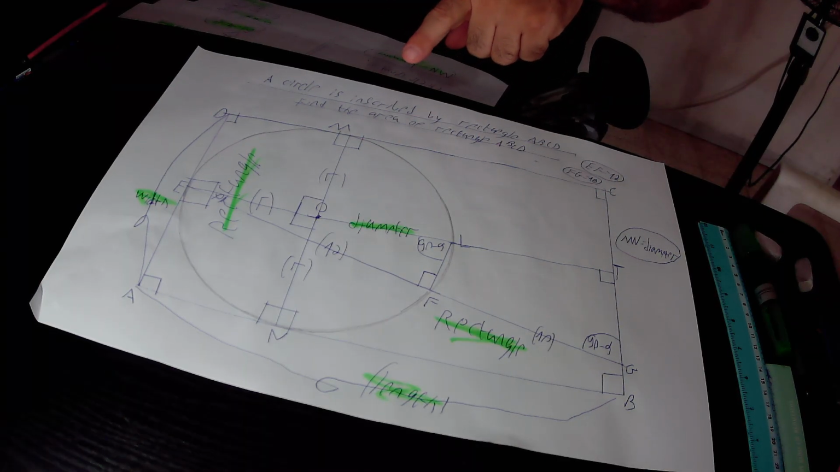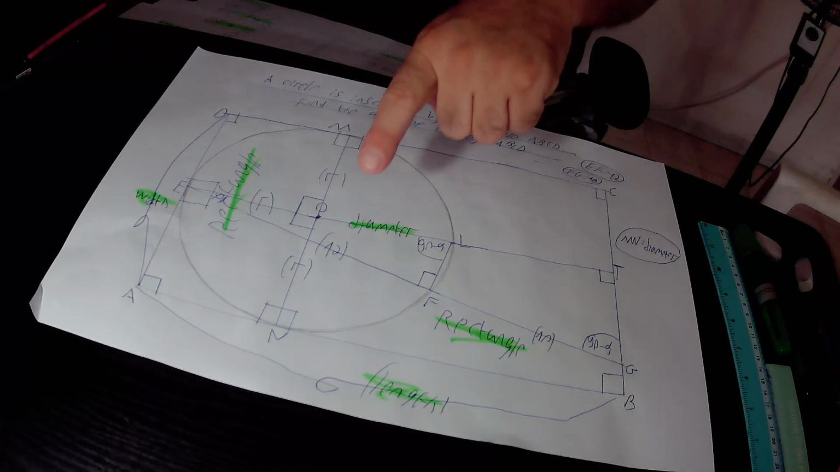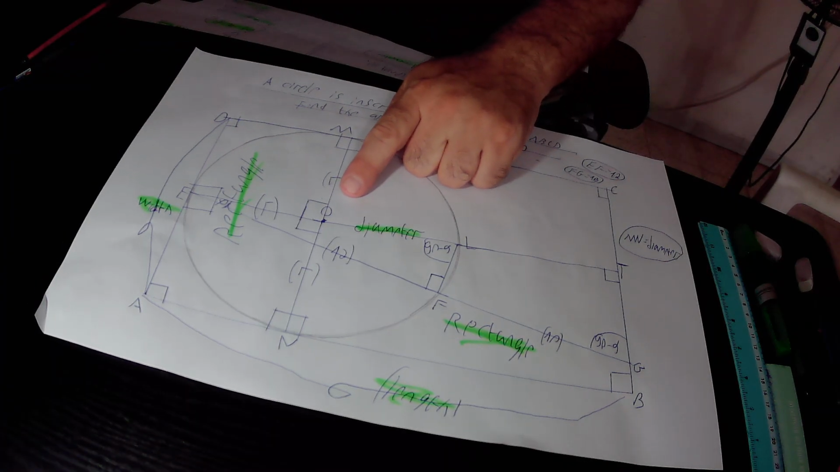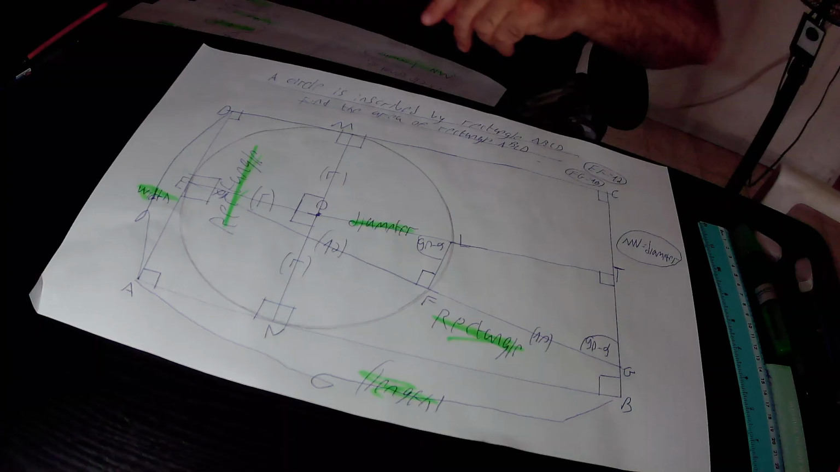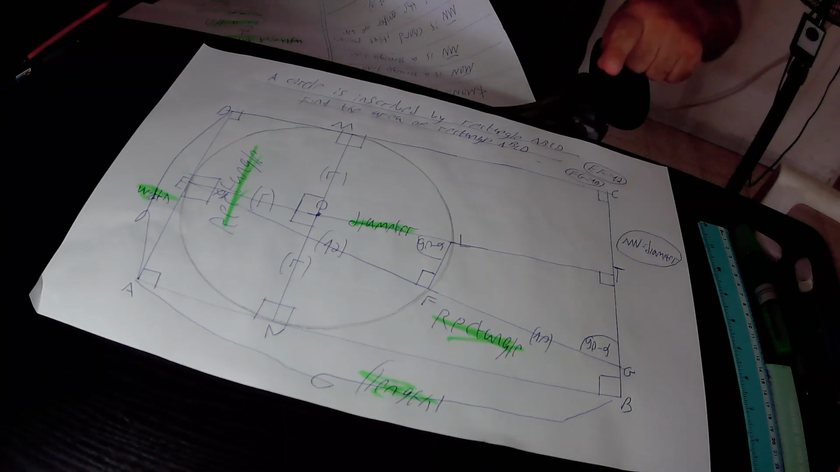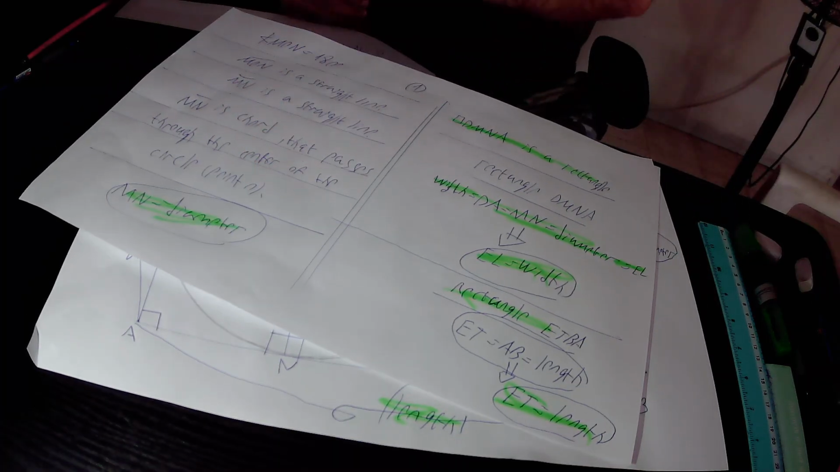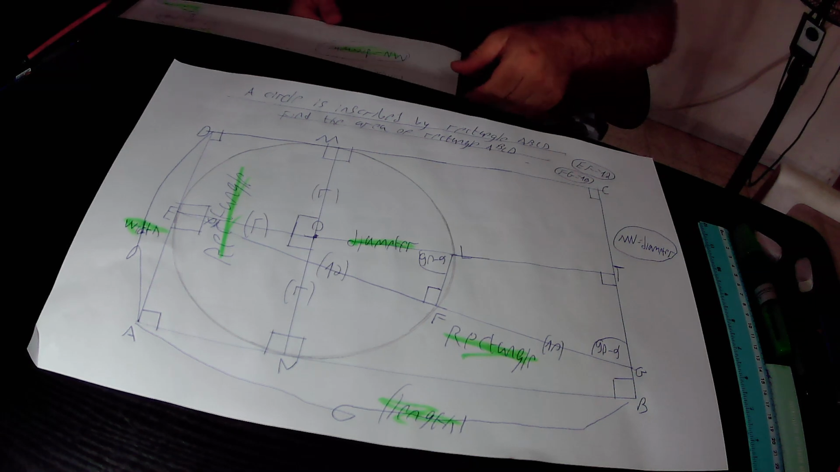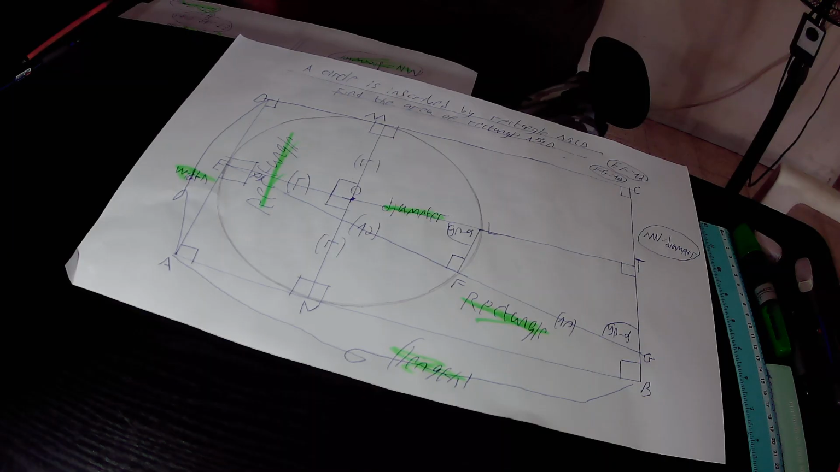MN is a straight line that touches the circle at 2 points, M and N. Therefore, MN is a chord that passes through point O, the center of the circle, and we know that any chord that passes through the center of the circle must be the diameter of the circle. Therefore, MN is the diameter of the circle.